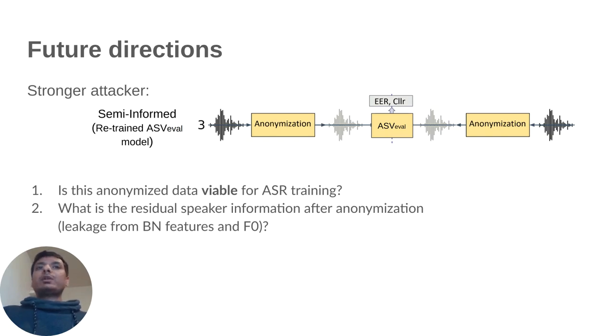More questions that we want to explore are whether the data that we obtained after anonymization is suitable for training an ASR model. And the second question that we indicate here is that we do not change the bottleneck features and the pitch. So is there any speaker identity information which is being leaked using these features?